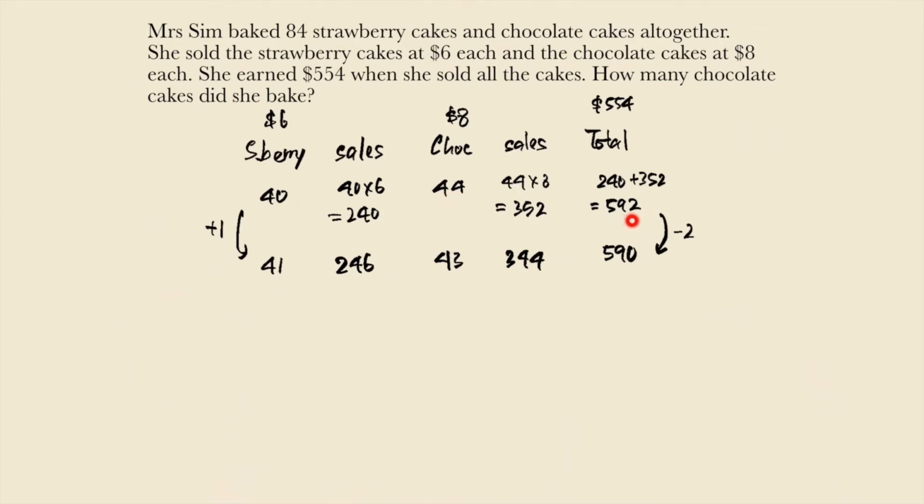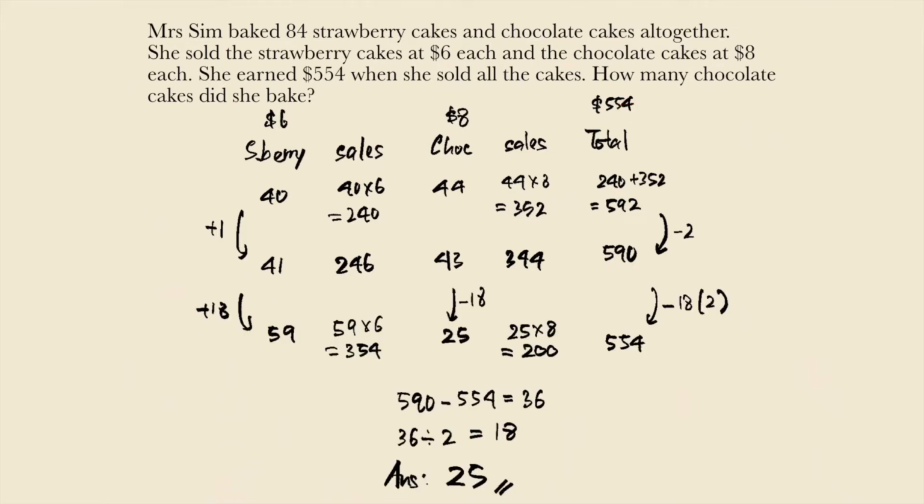That's too much money. So we're going to reduce the number of chocolate cakes by 1. Increase strawberry cakes by 1. Okay, now that's 590. So this increase of 1 resulted in a decrease of 2. Cool. I need to get from 590 to 554 though. So what's the difference? The difference is 590 minus 554. That's 36. So how many 2's are there in 36? That's 18.